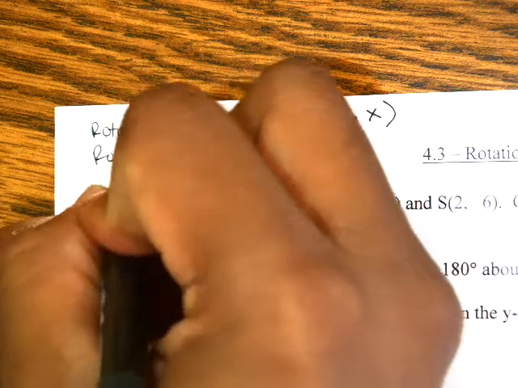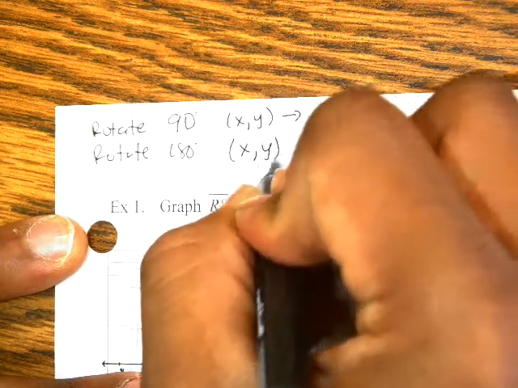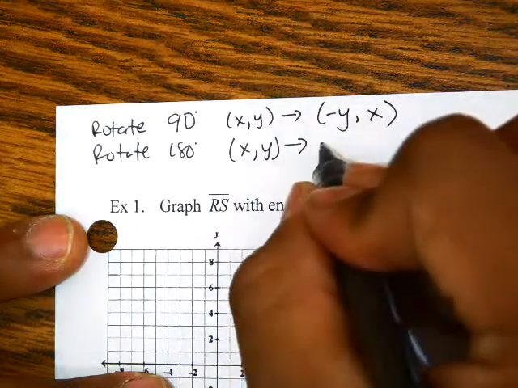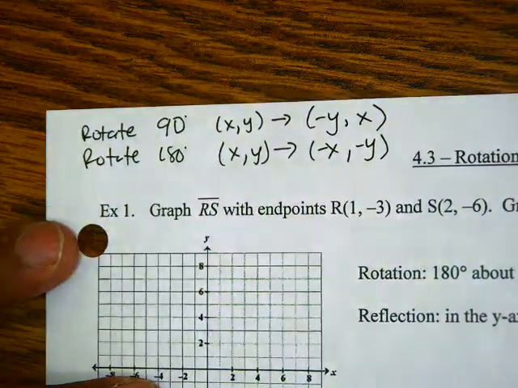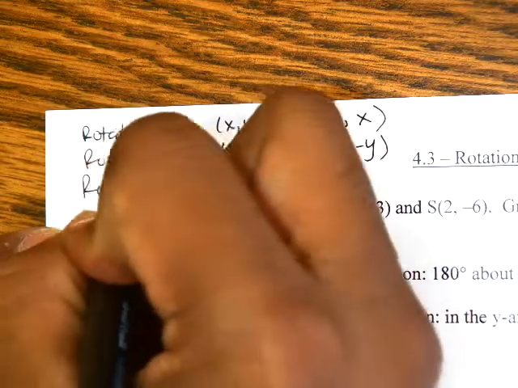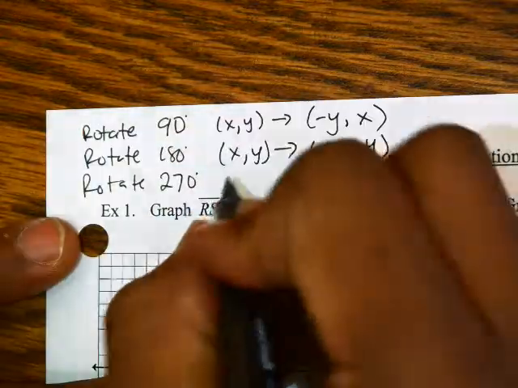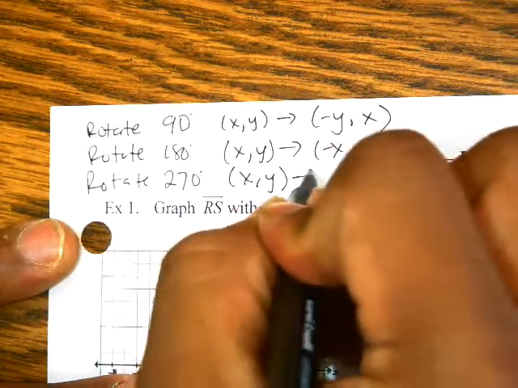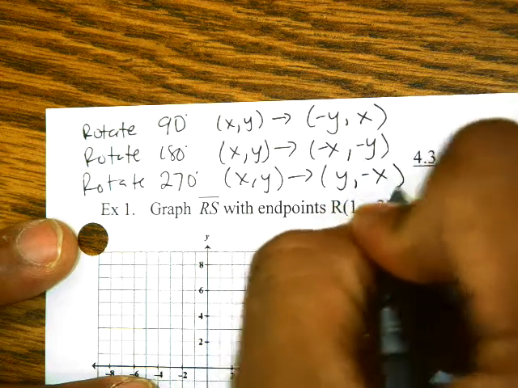If we rotate 180 degrees, the rule for that was negative x, negative y. And if we rotate 270 degrees counterclockwise, the rule for that was y, negative x.